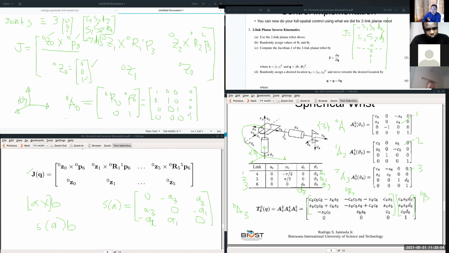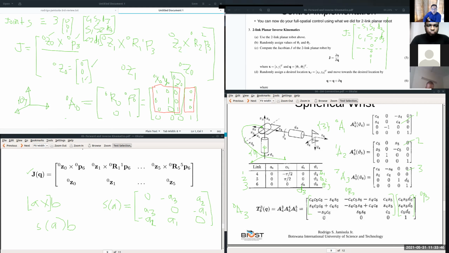Okay? So we know that the rotation matrix is this part, and the position is this part. And we only take the 0Z0. So what is this? 0X0, 0Y0, and 0Z0. This part here. Any questions?